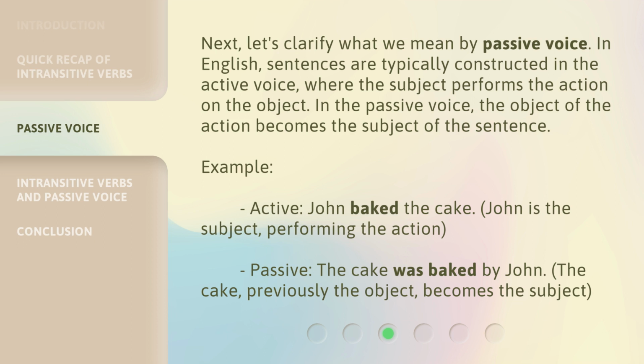Next, let's clarify what we mean by passive voice. In English, sentences are typically constructed in the active voice, where the subject performs the action on the object. In the passive voice, the object of the action becomes the subject of the sentence. Example: active: John baked the cake. John is the subject, performing the action. Passive: the cake was baked by John. The cake, previously the object, becomes the subject.